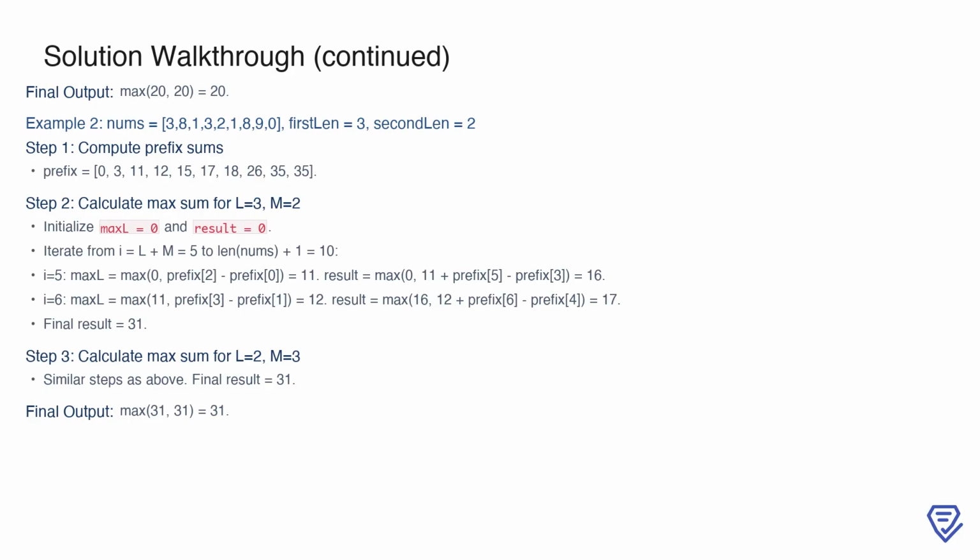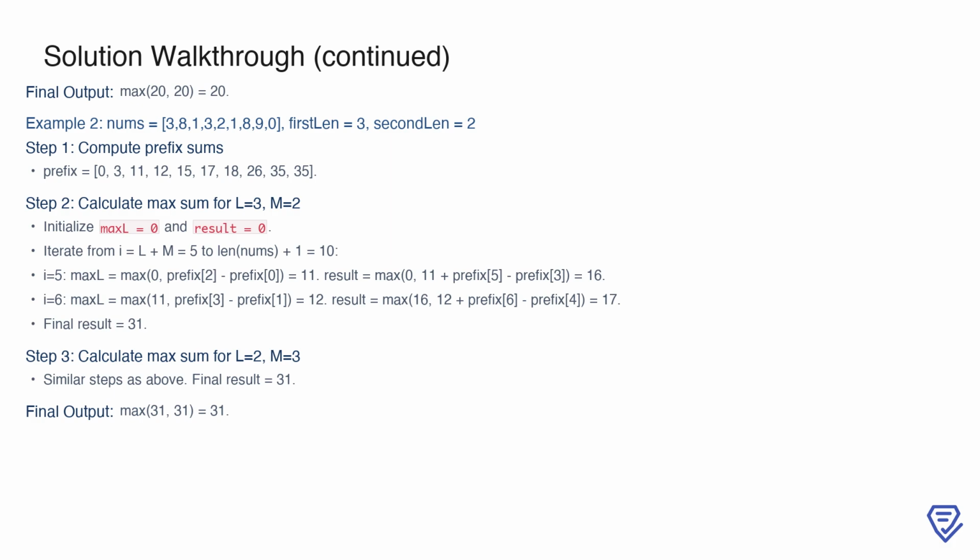Starting from index 5, we initialize max L to track the maximum sum of the first subarray up to that point. At each step, we update max L and calculate the total sum by combining it with the sum of the second subarray. For example, at index 5, max L becomes 11, and the total sum is 16. As we continue iterating, max L updates to 12, yielding a maximum total of 31 for this configuration.